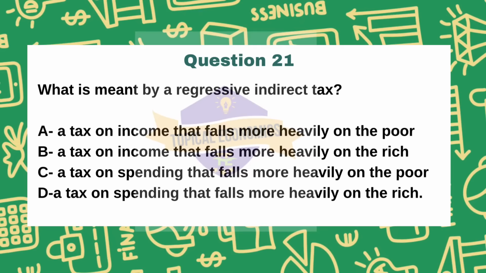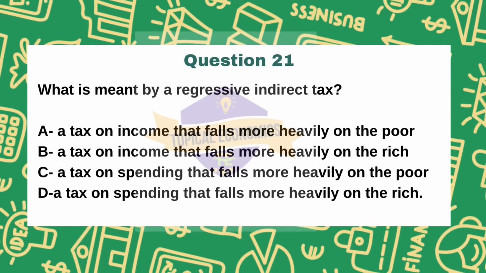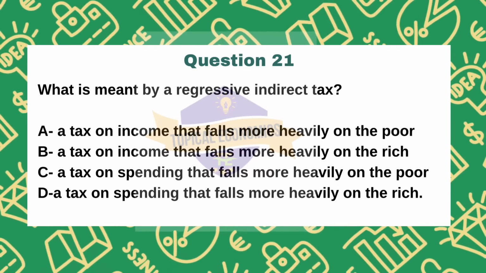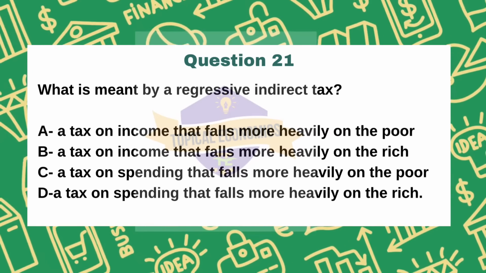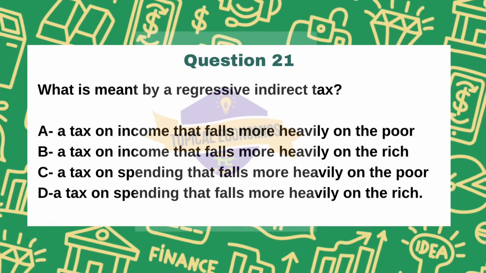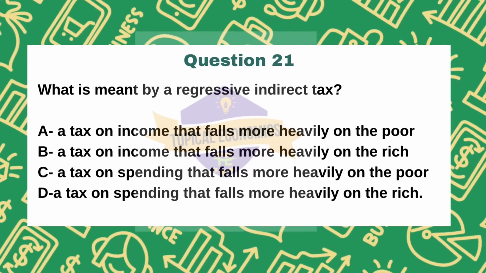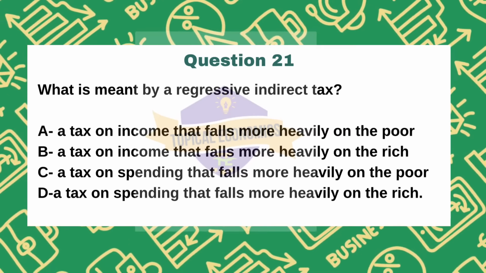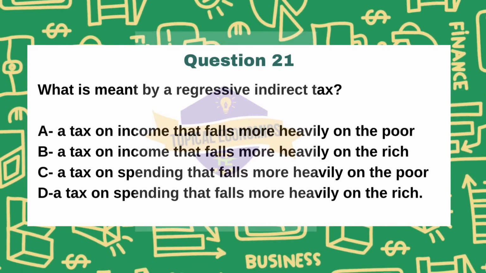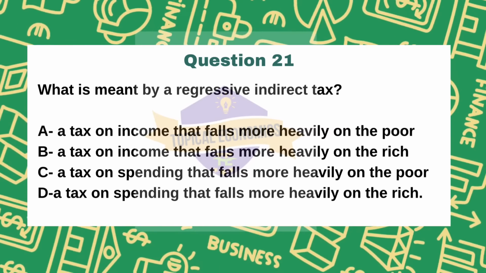A regressive indirect tax is a tax on spending or consumption, such as sales tax or value-added tax, that takes a larger proportion of income from lower-income earners than from higher-income earners. While everyone pays the same tax rate on goods and services, it disproportionately impacts poorer individuals because they spend a larger share of their income on taxed essentials compared to wealthier individuals.